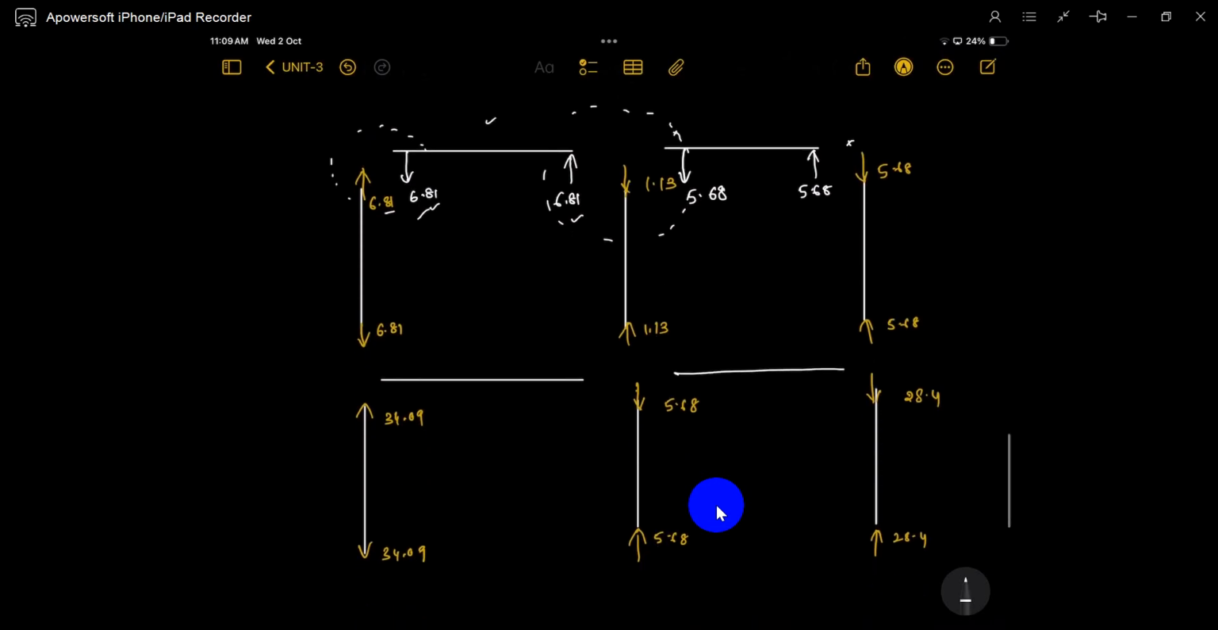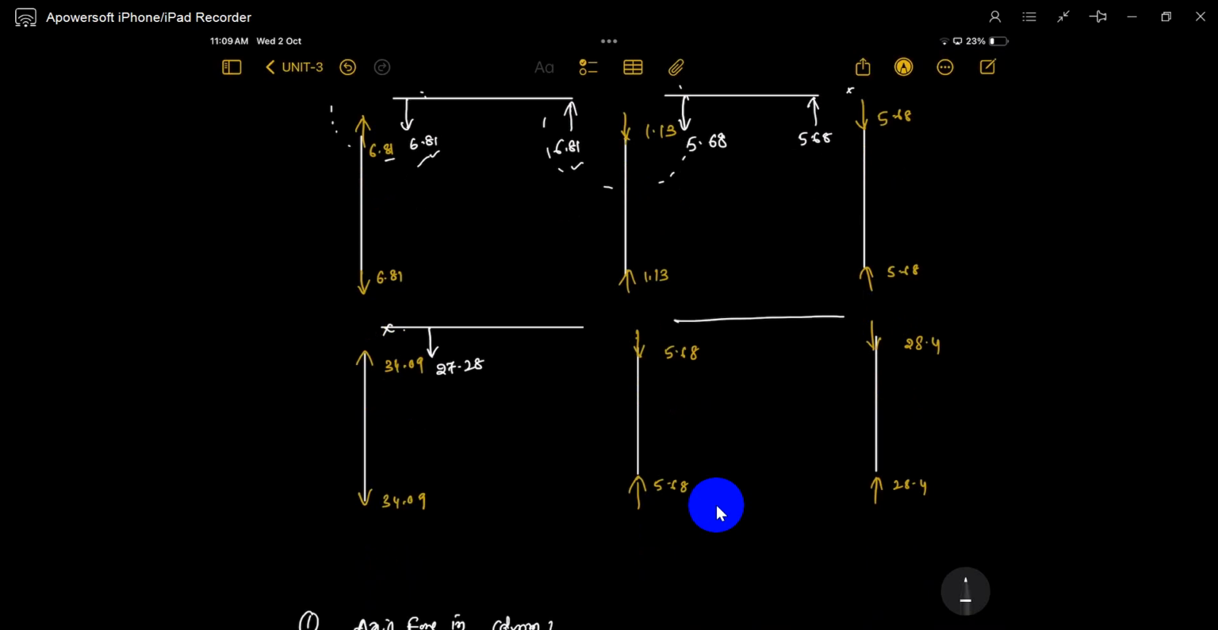Okay, now comes to the downwards. See what is here: 34.09 upwards, and 6.81 downwards, so 27.28. If it should be in equilibrium, then this value must be 27.28. Are you understood? So it must be 27.28.